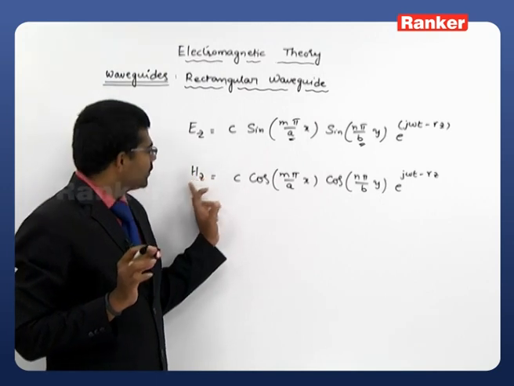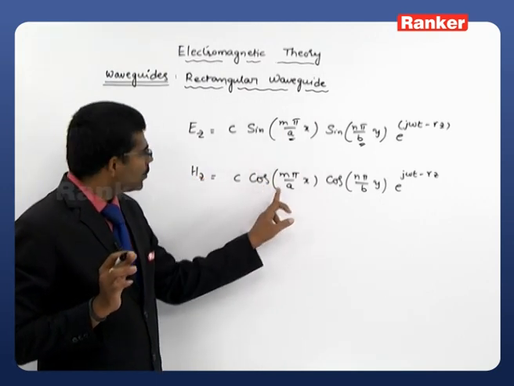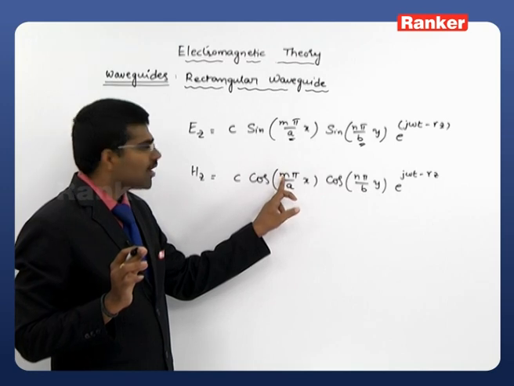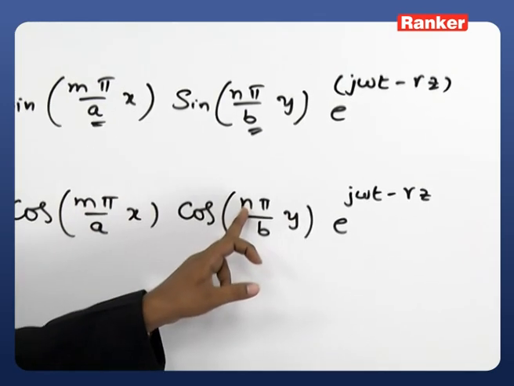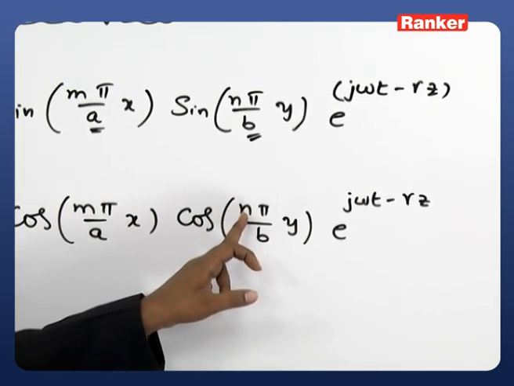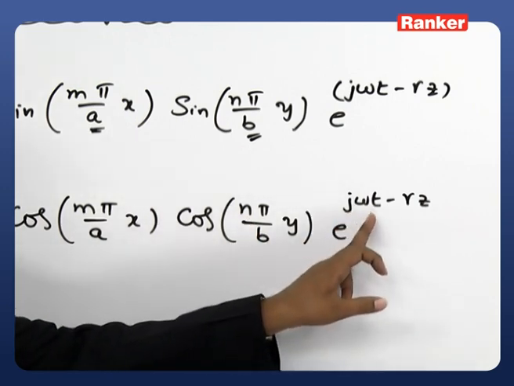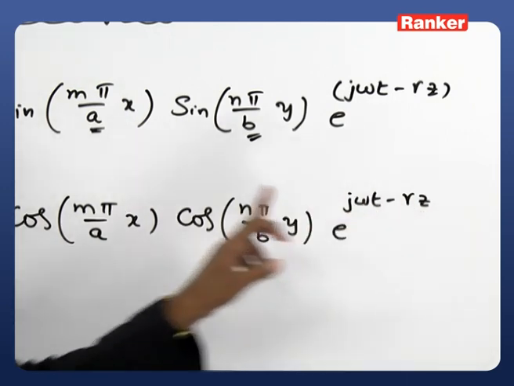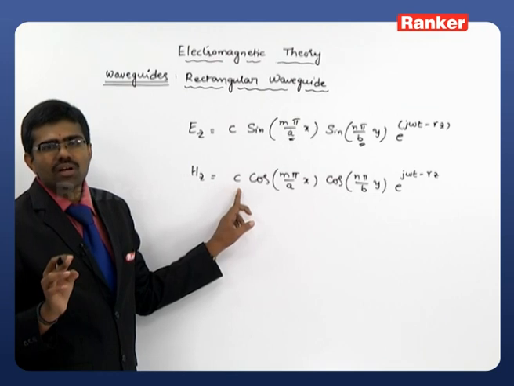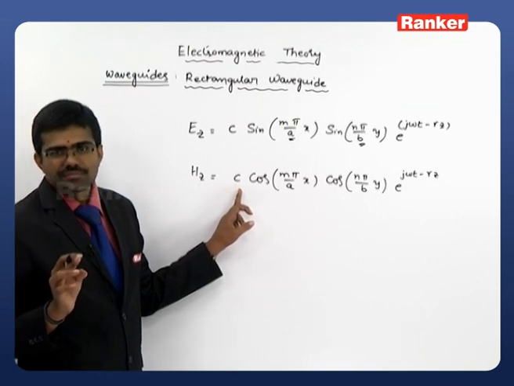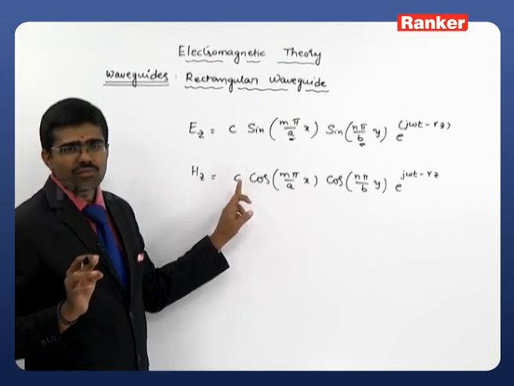If you go for the analysis of this Hz, it is similar to Ez. Here m is the number of half wave variations along the x direction, and n describes the number of half wave variations along the y direction. It's a time varying one, traveling in the z direction, and this is the magnitude of our magnetic field. Clearly, these are the two equations that we have.